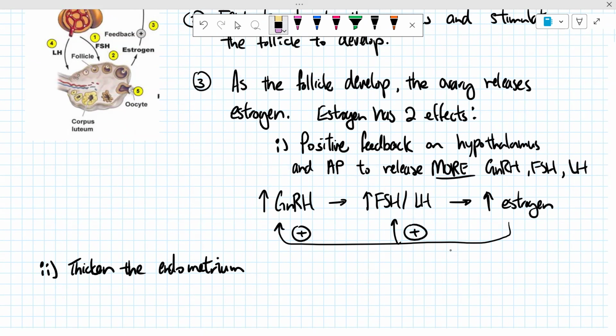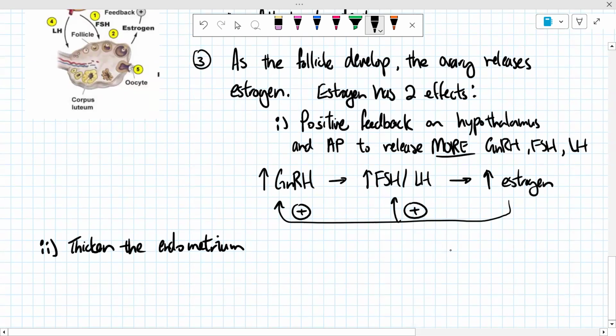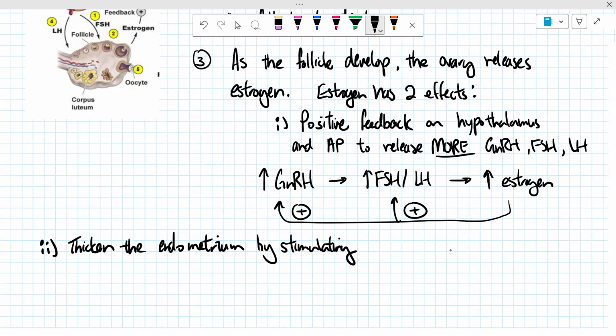The endometrium, right? By stimulating growth of blood vessels. This is to prepare for pregnancy, because the egg is going to be released soon. And so we want to get the endometrium, the lining of the uterus, ready for the baby.